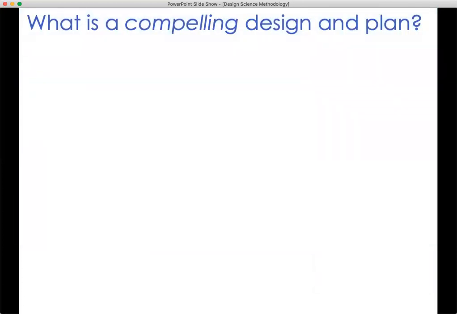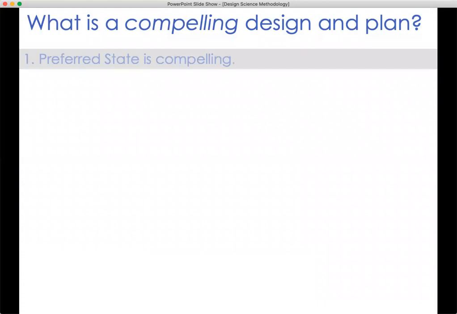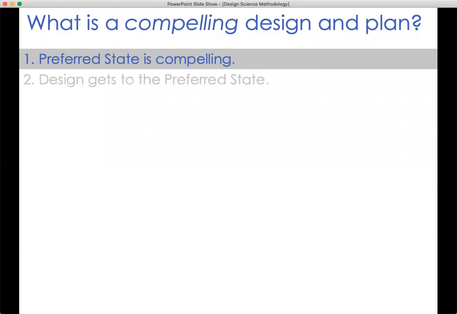All right, so what is a compelling design and plan? Well, one, the preferred state is compelling. It's visionary, it's attractive, people can get behind it. Yeah, I'd like to see nobody on this planet hungry or facing the prospect of being hungry, or climate change not have the impacts it's projected to have, or whatever it might be. It's compelling. And the design that is developed gets to that preferred state.